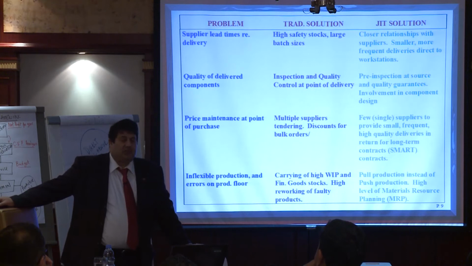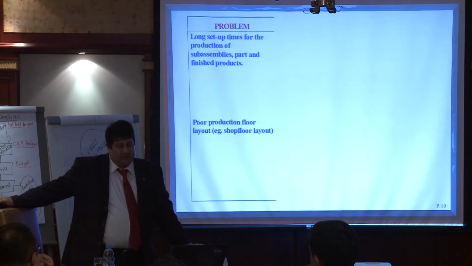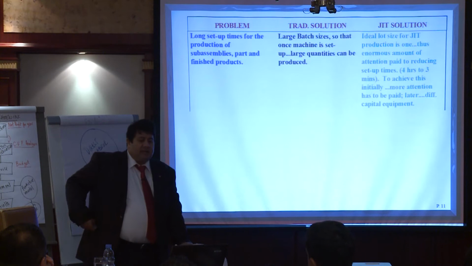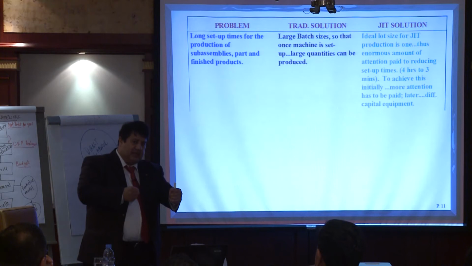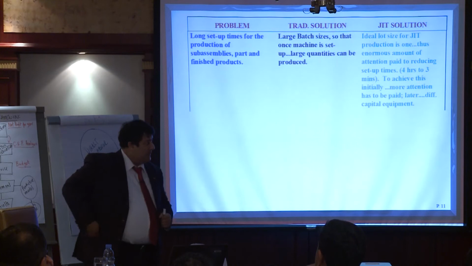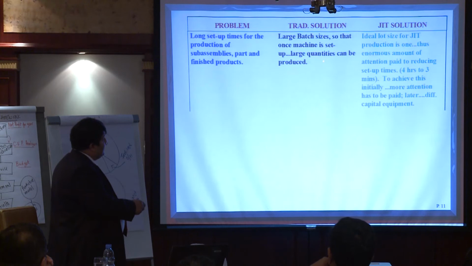Two more problems: long setup times and poor production flow layout. In the old days, it took a long time to set up a machine, because even for one component you had to set the machine up, and therefore once you set it up, you wanted to make lots and lots of that component. So this is large quantities, because it takes so long to set up a machine. But now, with flexible manufacturing systems, the ideal lot size is just one, and enormous attention is paid to reducing setup times.